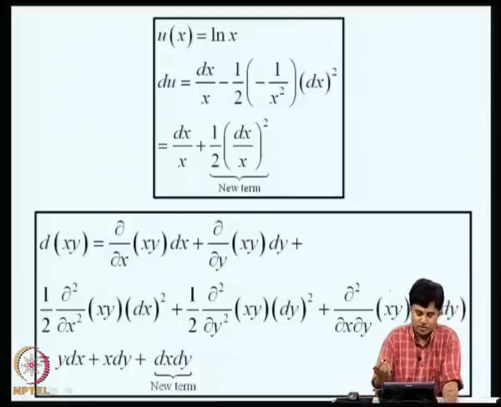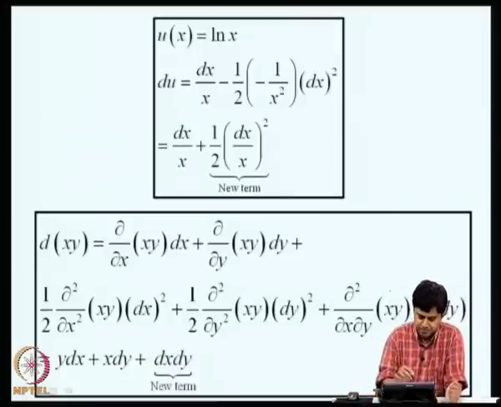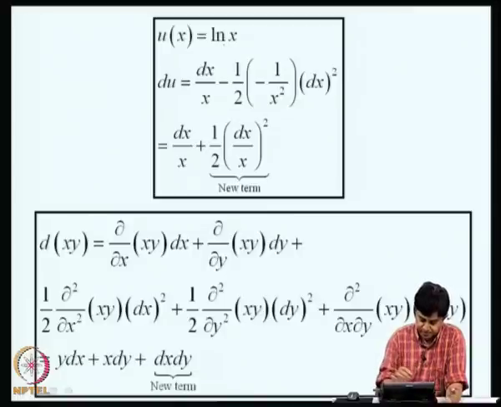Similarly, we can use rules of this calculus. Now, if u of x is ln x, according to the stochastic calculus, du will not be simply dx by x, but there is an additional term. If you include that, it will be dx by x plus half of (dx by x) whole square.